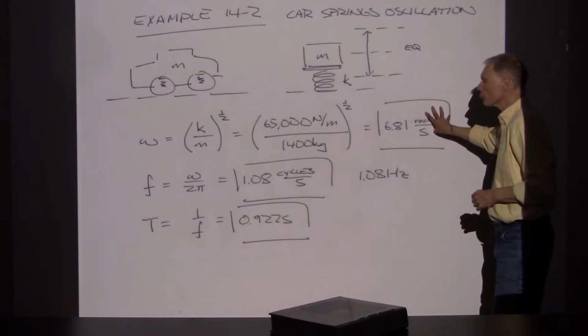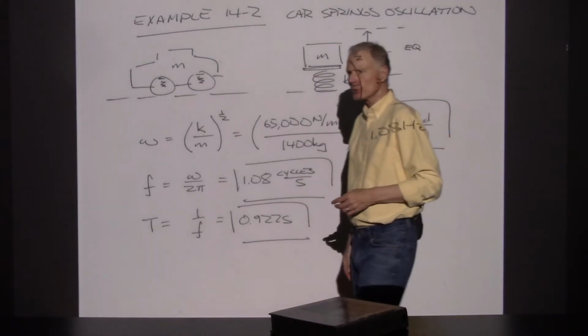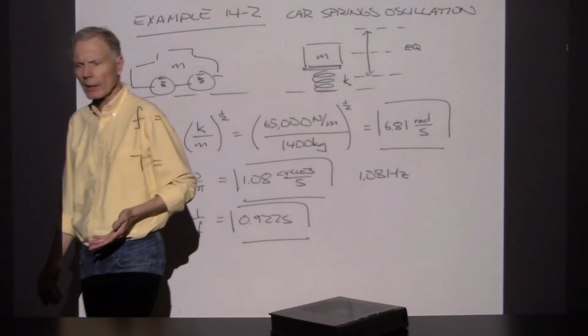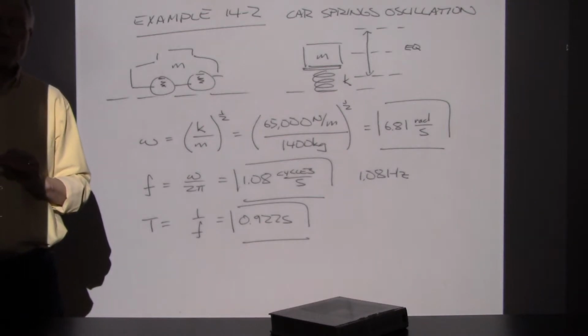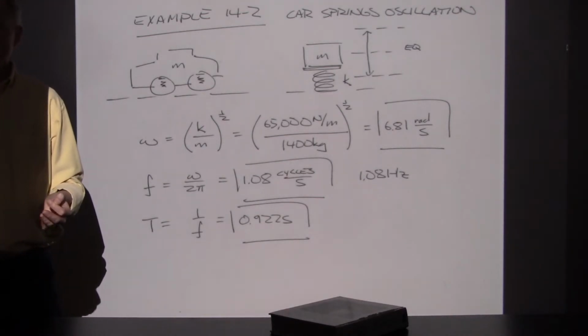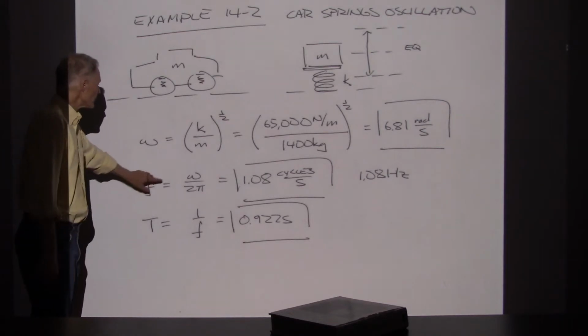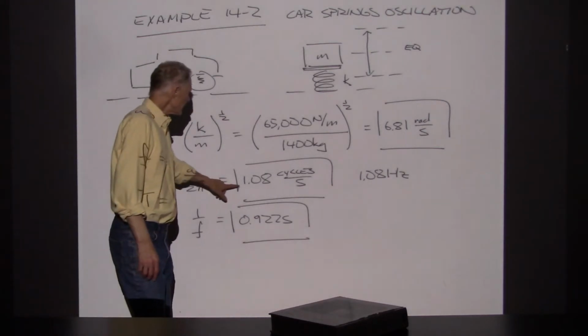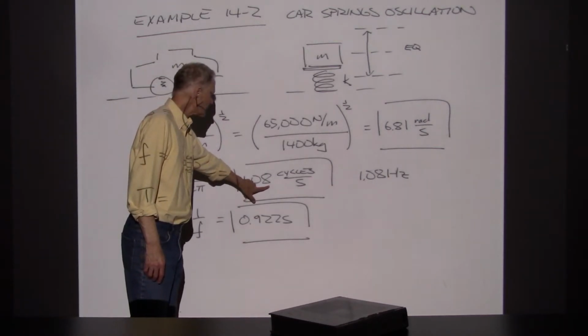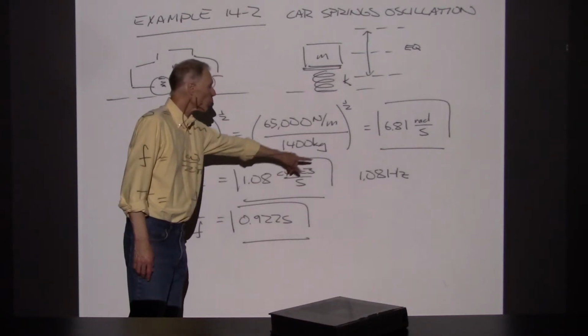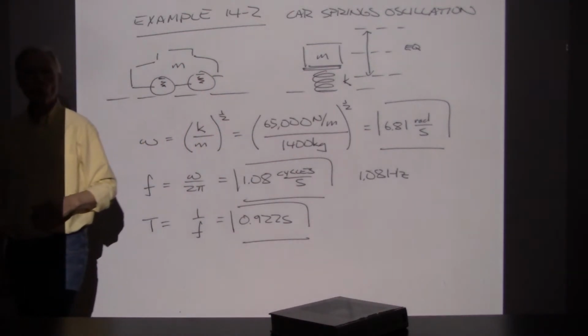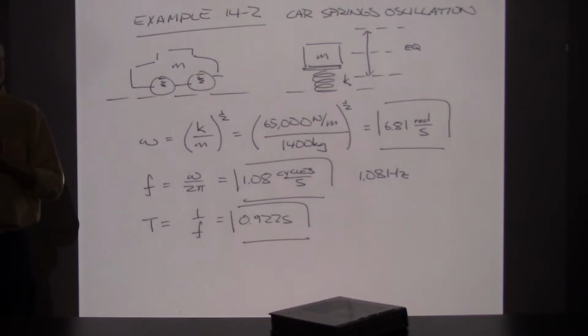Now that's useful for mathematical formulas and such, but something that's more intuitive is to write this as a frequency or as a period. So let's write it as a cycles frequency. Omega over 2 pi gives us 1.08 cycles per second, or 1.08 hertz. That's about one oscillation every second. It's very close to one oscillation every second.